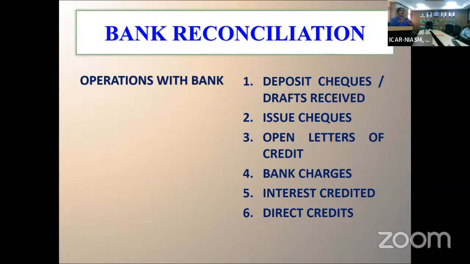So that means whatever transaction we are doing directly, like issuing a check, we know this, and we'll make an entry in our cash book. Whenever we are depositing a check into the bank, we also know this, and we'll make an entry in our cash book. But if any transaction is done directly by the bank, like the bank deducting some bank charges or crediting some interest, we do not have any idea about that, so we will not be in a position to make an entry in our cash book.